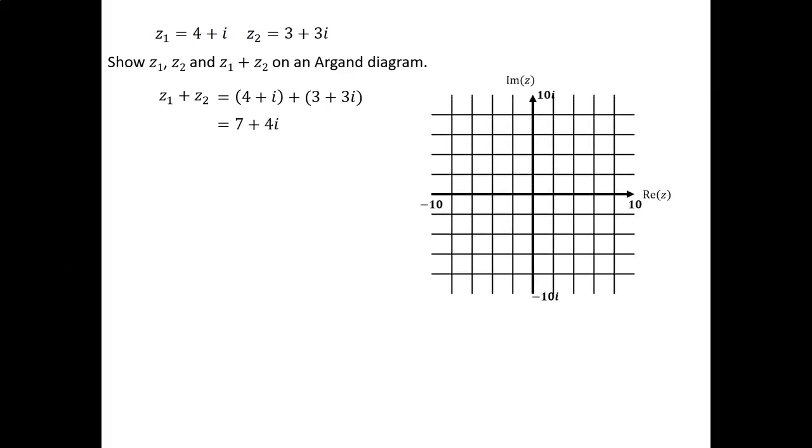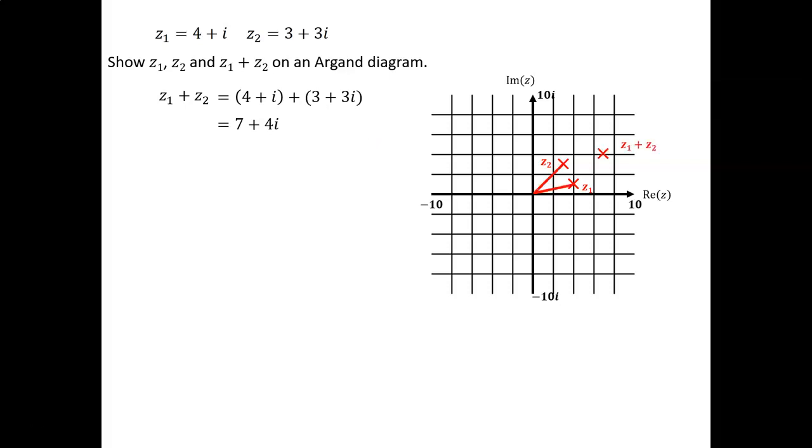Okay, so here are 2 complex numbers. I've got to show both of them and their sum on an Argand diagram. Let's work out their sum first. I need to collect the real parts and collect the imaginary parts. Then here's my axes. z1 is 4 plus i. Note my scale, this goes to 10i, so I'm only doing half a square there. z2, 3 plus 3i. And their sum, 7 plus 4i.